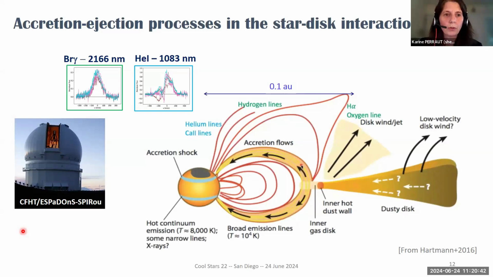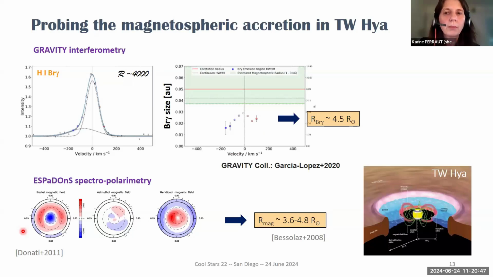This is an example of what we have done on the young nearby T Tauri star TW Hydrae. We have recorded with GRAVITY the Brackett gamma line at a spectral resolution of 4000, and for each spectral channel, we can derive the size of the Brackett gamma line. We obtain an emitting region with a size of 4.5 solar radii. In parallel, we also have spectropolarimetric observation with ESPaDOnS in the visible, and we can derive the topology and the strength of the magnetic field, which allows us to derive the size of the magnetosphere. And we see a nice agreement between the two scales.